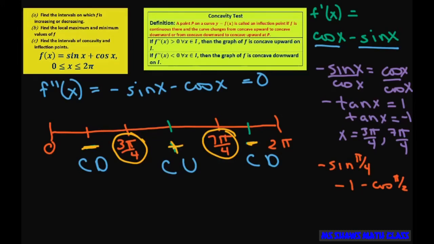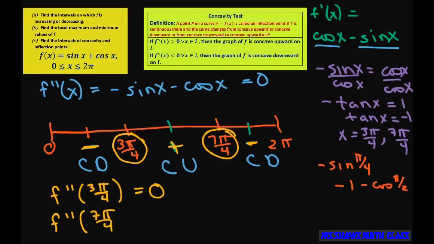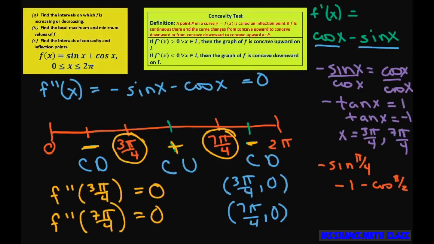So we have to find the inflection points. So we're going to do f double prime of 3 pi over 4, and that's going to give you 0, and we do f double prime of 7 pi over 4, and that also gives us 0. So our inflection points are at 3 pi divided by 4, comma 0, and 7 pi divided by 4, comma 0. And I just wanted to say real quick the points I plugged in to do the derivative test.